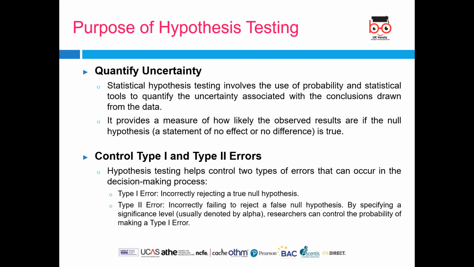So hypothesis testing is used to control the type 1 error. And type 2 error is incorrectly failing to reject the null hypothesis. By specifying a significance level, the researcher can control the probability of making a type 1 error. So next, we look into an example of what type 1 and type 2 errors are.